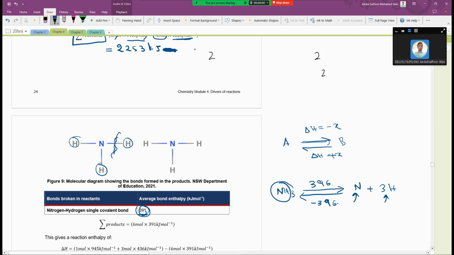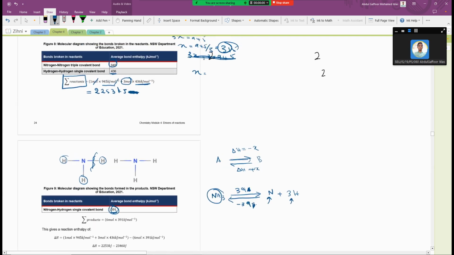Isn't it 391, not 396? I'm sorry, 391. Okay. So while you substitute the values, you have to be very careful. 391. Yeah. Now this is what is happening here.